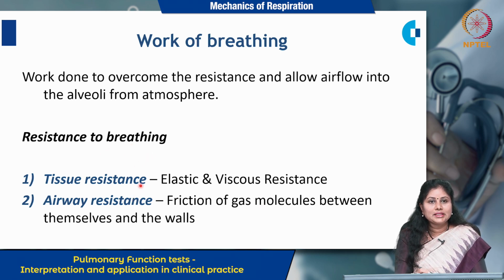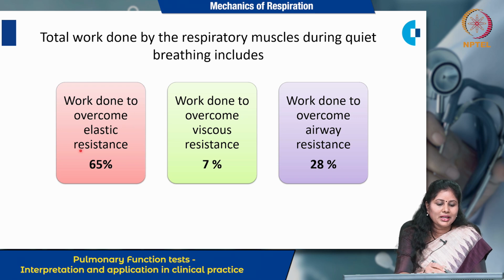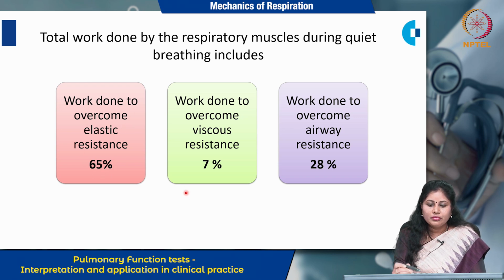There are two types of resistance. One is the tissue resistance, the other is the airway resistance. Tissue resistance is offered by the elastic and the viscous resistance, whereas airway resistance is offered by the friction between the gas molecules themselves as well as between the walls. Okay? If we calculate the total work done by the respiratory muscles during quiet breathing, the work done to overcome the elastic resistance is 65%, the viscous resistance is 7%, and the airway resistance is 28%. Okay? So, this is the work done for normal breathing. It will be much greater during exercise.